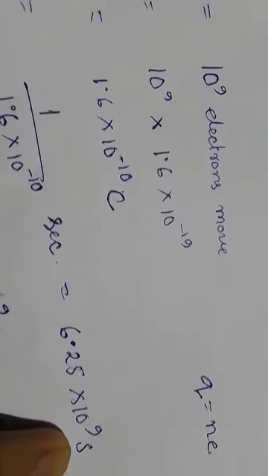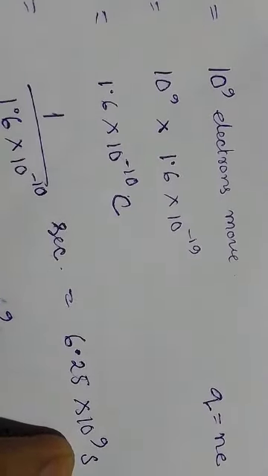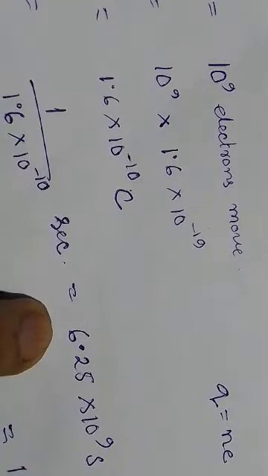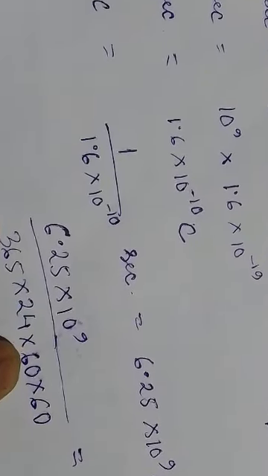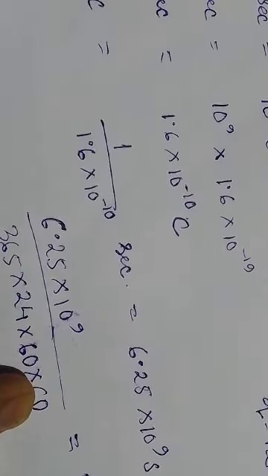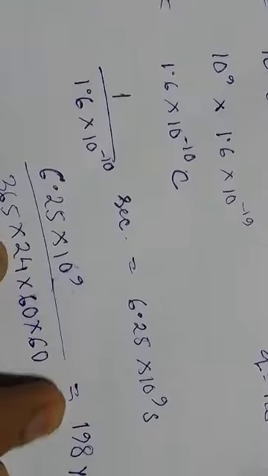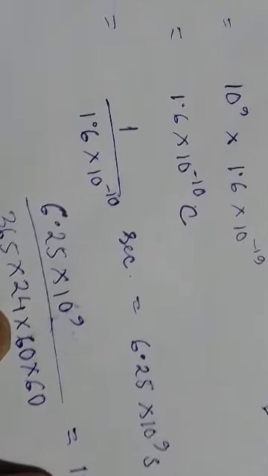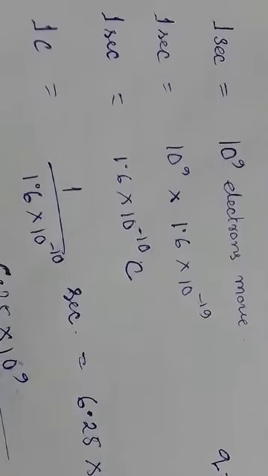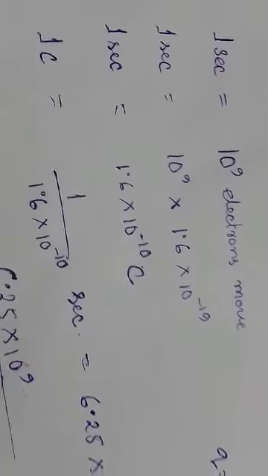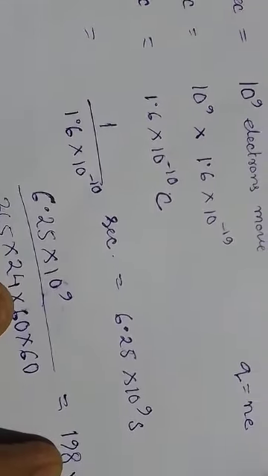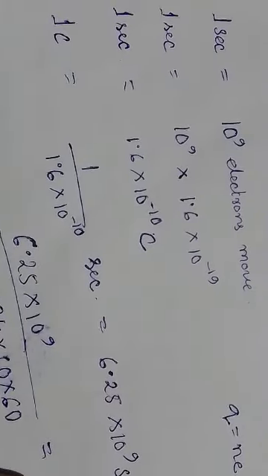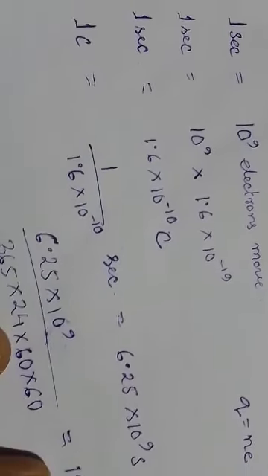Now if we want to convert this into years, then we will have to divide it by 365 days multiplied with 24 hours multiplied with 60 minutes multiplied with 60 seconds. This is how we can obtain 198 years. And so you can think about this, that it will take 198 years to bring a charge of 1 coulomb.